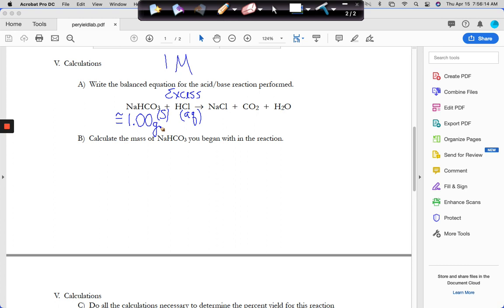Now guys, here's the deal. Not less. You can have more than 1 gram of sodium bicarbonate, but do not get less than 1 gram of sodium bicarbonate. Doesn't have to be perfect, just not less than 1 gram. Why not less than 1 gram? Because if you have less than 1 gram of sodium bicarbonate, you lose a significant digit. So guys, we're going to use more than 1 gram, not a ton more, just not less.